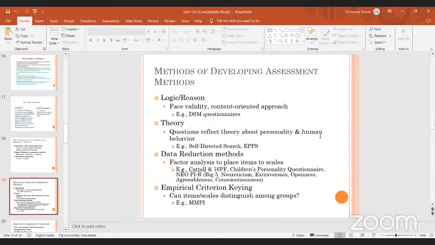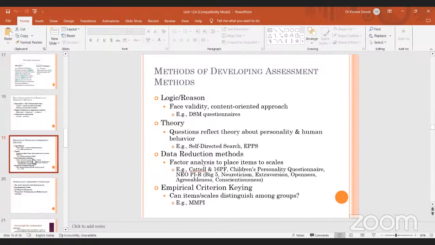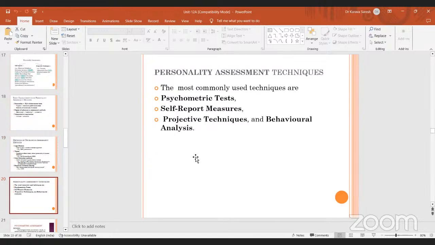Data required methods: factor analysis of the data. Empirical critical key: the items selected by differentiation, as in the MMPI test. Personality assessment techniques most commonly used are psychometric tests, self-reported measures, projective techniques, and behavioral analysis.